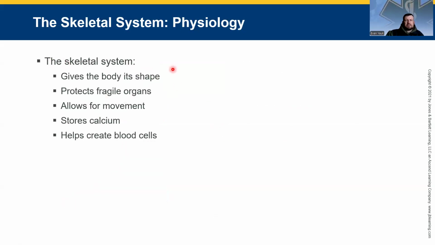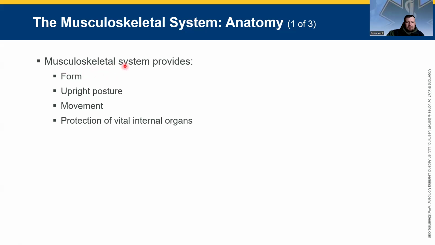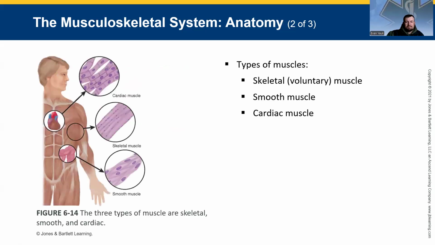So the skeletal system, what does it do? It gives your body its shape, protects fragile organs, allows for movement, stores calcium, and helps create blood cells. Musculoskeletal system. So now we're into the muscles. It gives us our form, our upright posture, our movement, and protects vital organs.